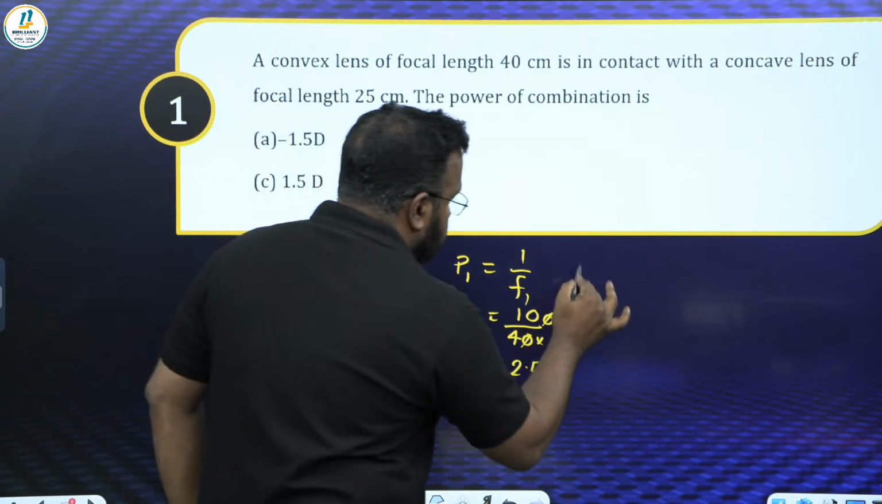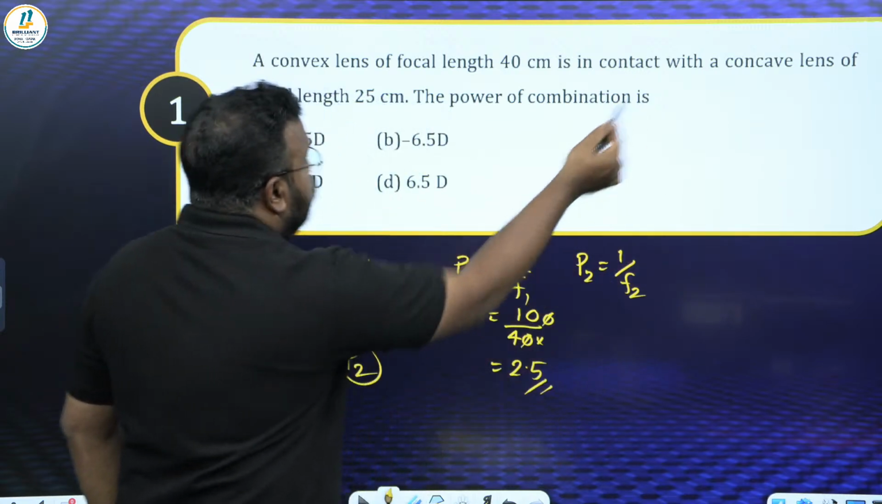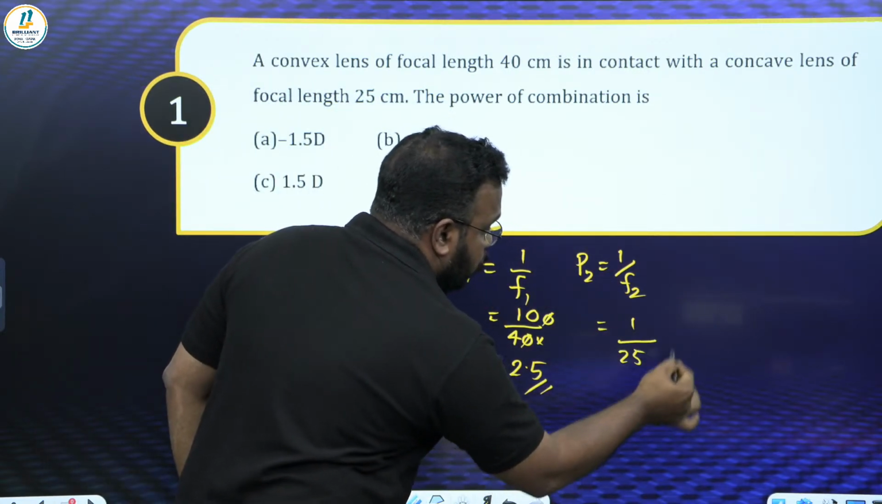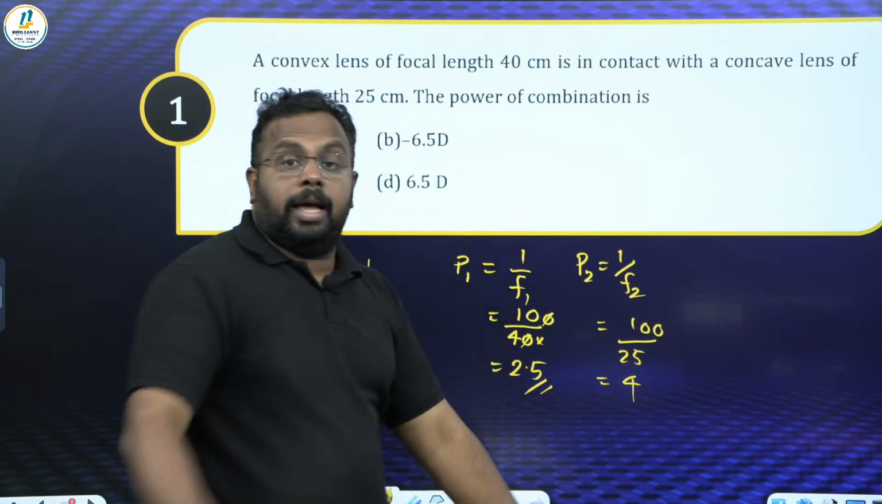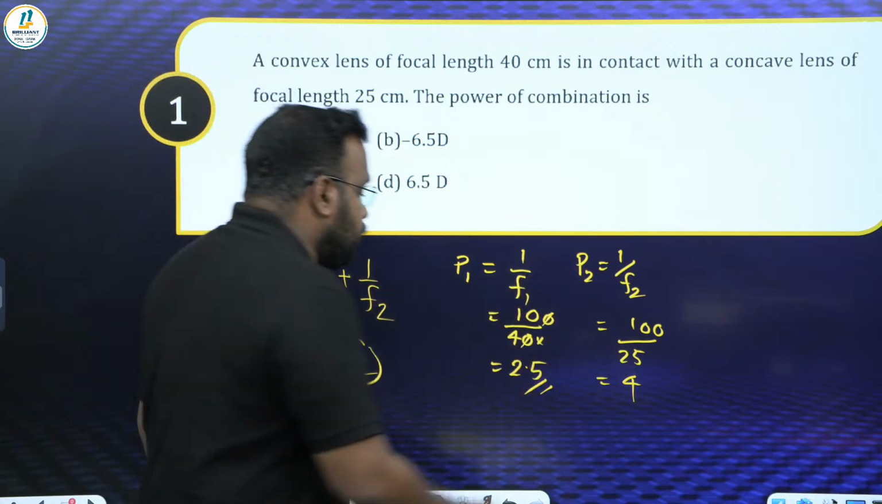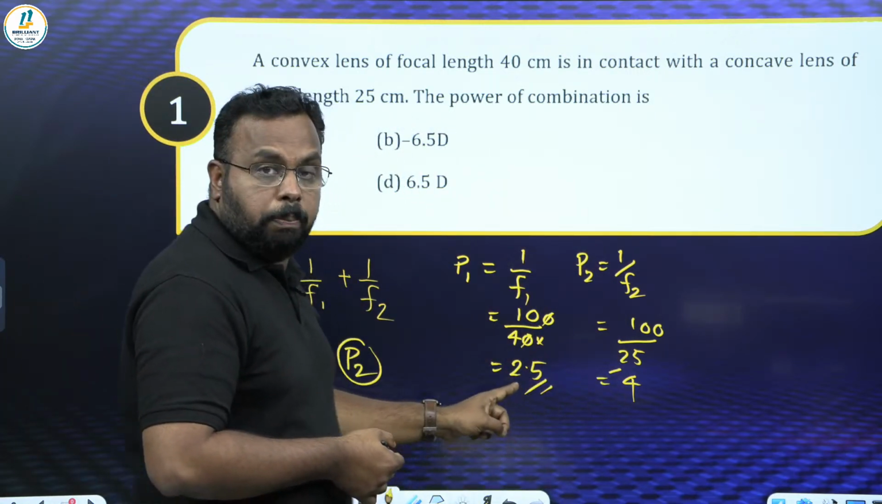And what about P2? P2 will be 1 by f2. What is the focal length of the second one? It's 25 centimeters. So it is 1 by 25 into 10 power minus 2. It will also go up. It is 100 by 25. It's 4. And again, please note that it's a concave lens. What is the sign of power of a concave lens? Negative. So this is -4 and this is plus 2.5.